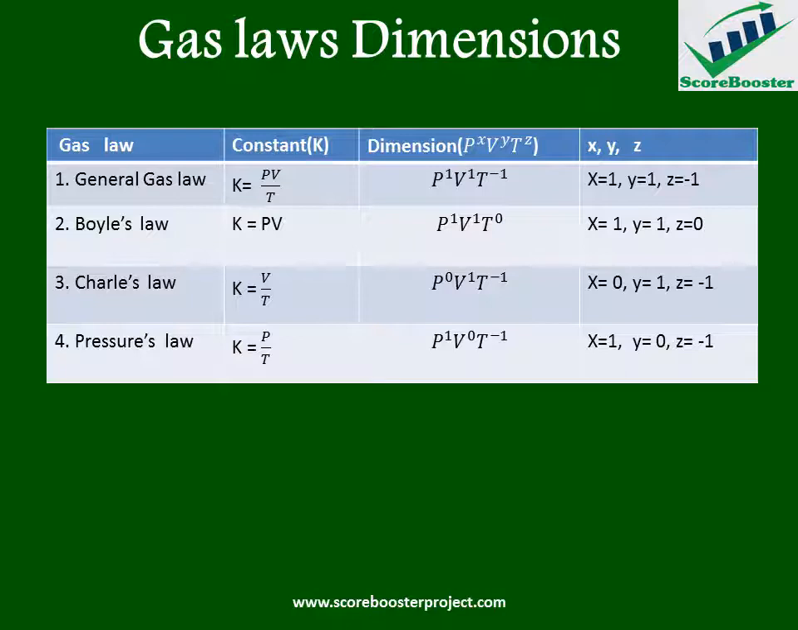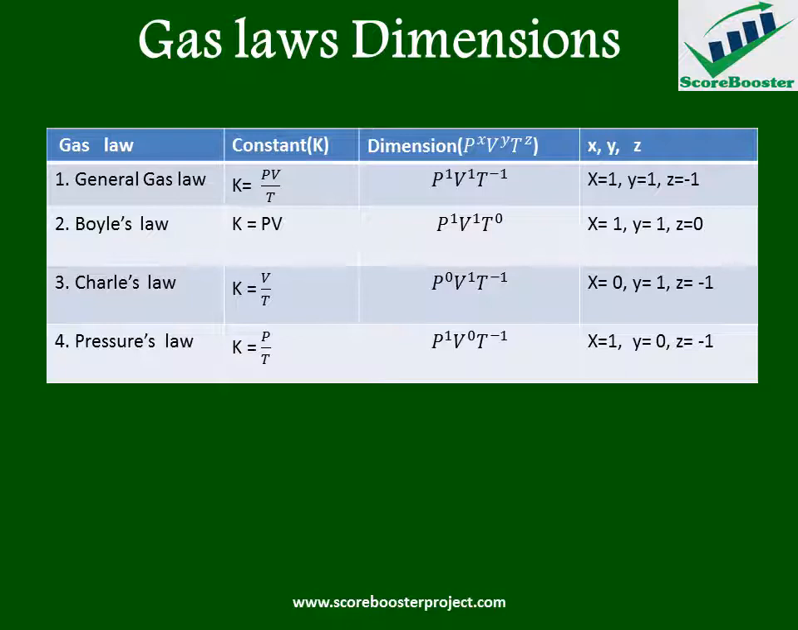Now in this case, where K equals PV over T for the general gas equation, that means P here has a power of 1. Therefore, we represent P as P raised to power 1. V also has a power of 1. Therefore, V will be represented as V raised to power 1. While the temperature, being the denominator here, has a power of minus 1. So, therefore, it will be represented by T raised to power minus 1.